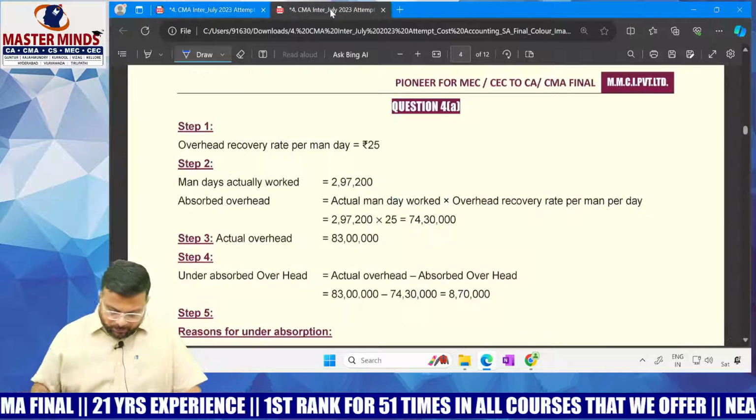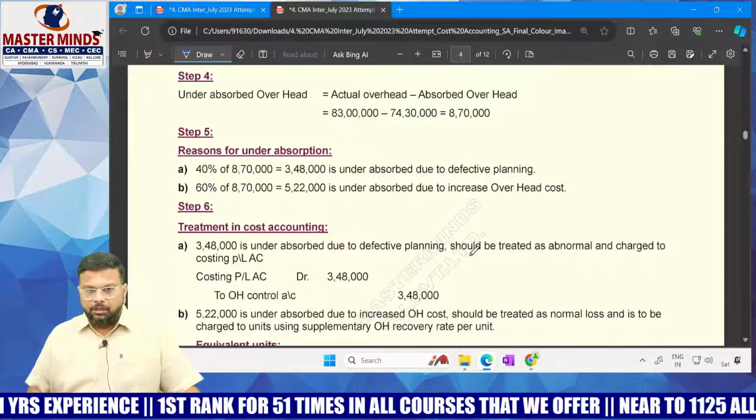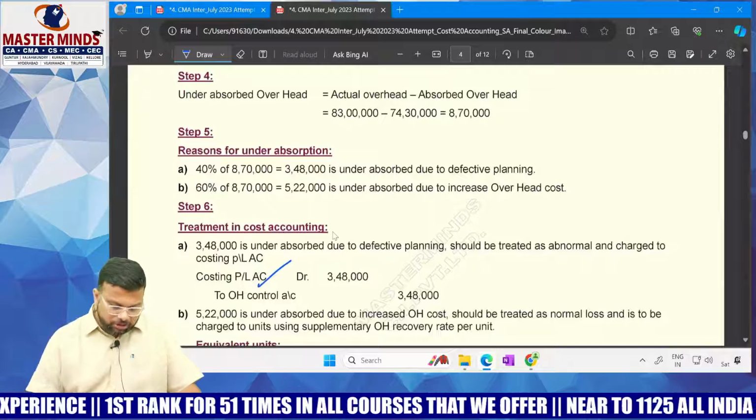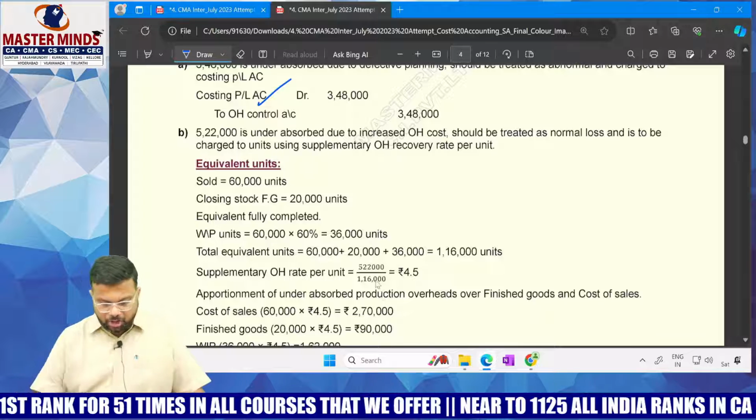Solution part is given here. You can clearly see that solution part. So if it is abnormal, it will transfer to costing P&L account. If it is normal, what we will do? We need to calculate supplementary rate. So normal portion is how much?